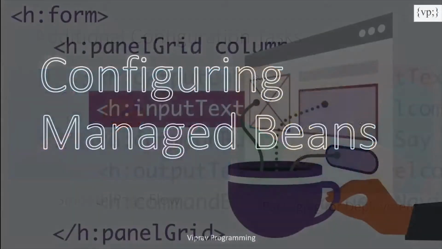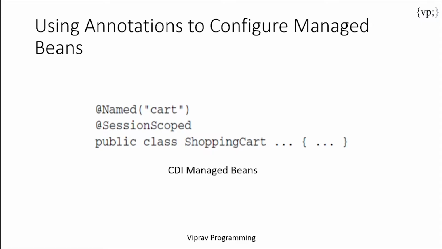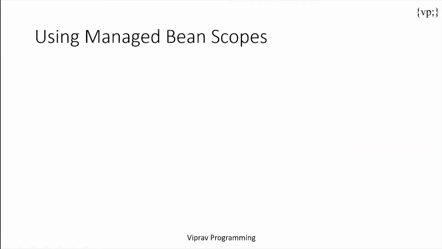Now, to do this, we can configure managed beans and use annotations to configure these managed beans. We've shown a few examples of using annotations to configure managed beans before. And in this case, a bean that uses these annotations is called a CDI managed bean. Now, to use managed bean scopes, there are multiple.